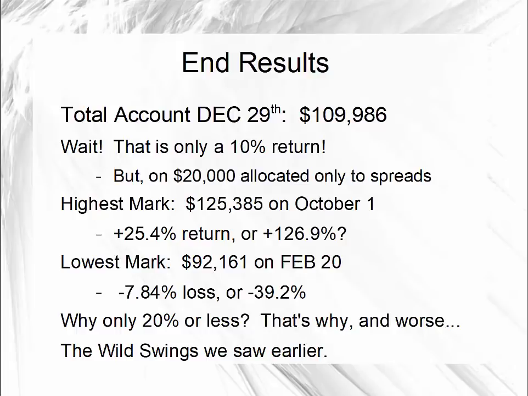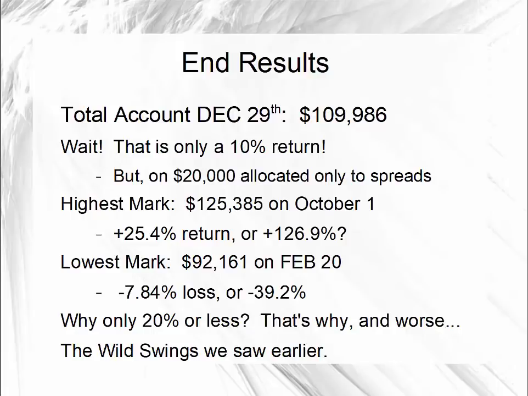The highest mark would have been $125,300 or so on October 1st. That makes sense, right? Right before October 4th or 3rd, when it started to decline and then hit November and then hit December, would have given a lot back during that time frame. So at that point, we're at our target, aren't we? 25.4% return for the year, or you could say 126.9% on the $20,000. You made $25,400 on $20,000, essentially.